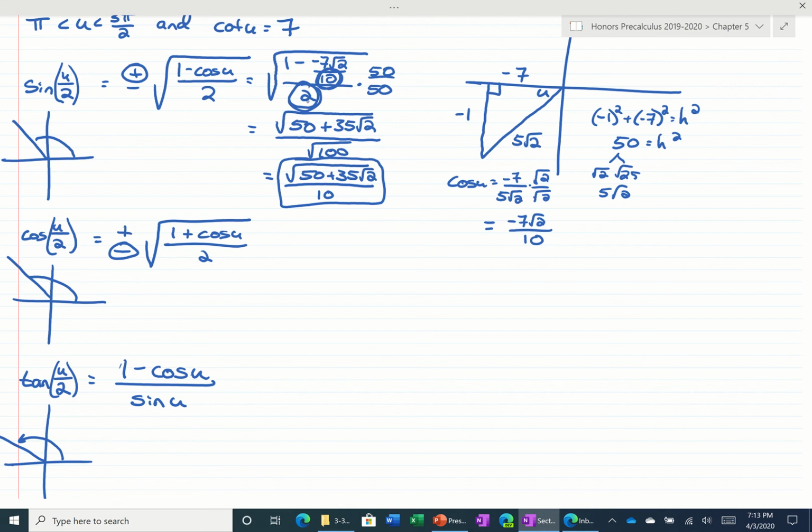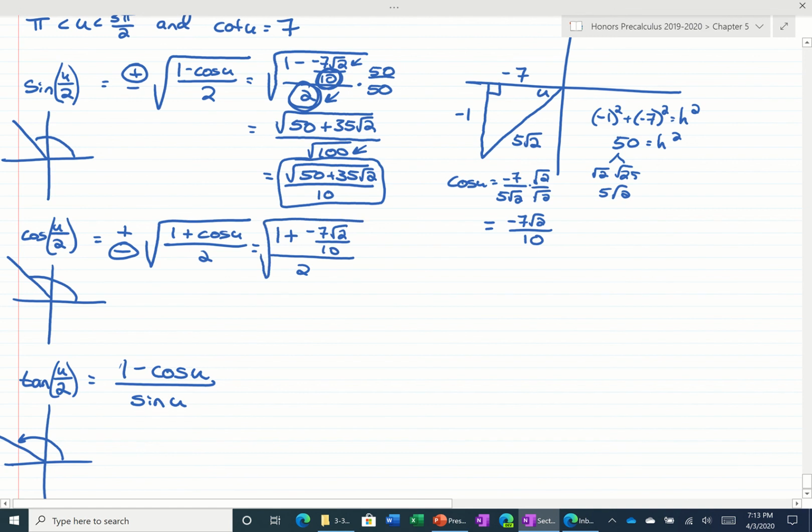Again, we want to figure out what we can multiply by to make the denominator into a perfect radical, while also getting rid of all the fractions in the numerator. Let's do the second one. We're going to have 1 plus the cosine, all divided by 2 inside the square root.